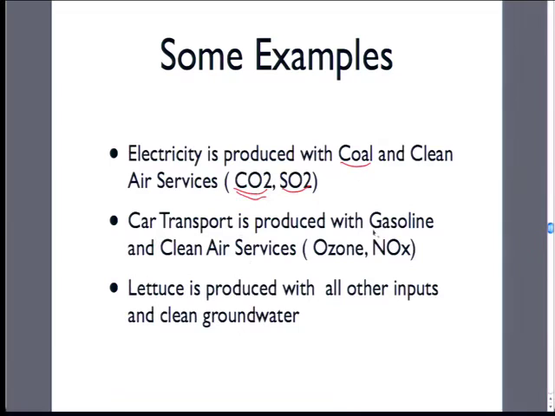So you could say a car uses gasoline and clean air services in terms of ozone and nitrous oxide. Los Angeles used up their clean air in the 70s, and they needed to price the clean air by requiring people to buy cars with catalytic converters that cost more, and they needed to price the ability of the environment to breathe in these outputs of gasoline production. So you can say lettuce is other inputs and clean groundwater.